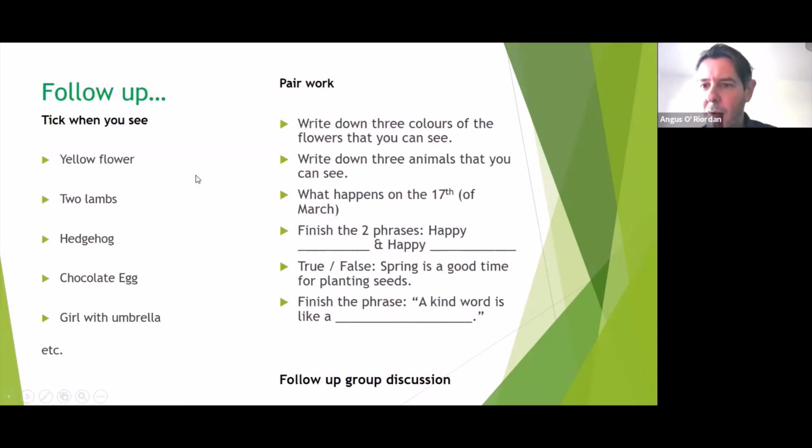So for any kind of follow-up, there's a multiplicity of things you could do. For the more traditional literacy learner, you could have them watch the video and just tick what they hear. You could even have it in image form, the same image, or in word form, and they just tick it as they go along to recognize it. Or perhaps in a more pair-work way, you could have a few simple check-in questions: write down 3 colors of the flowers that you see, 3 animals that you can see.